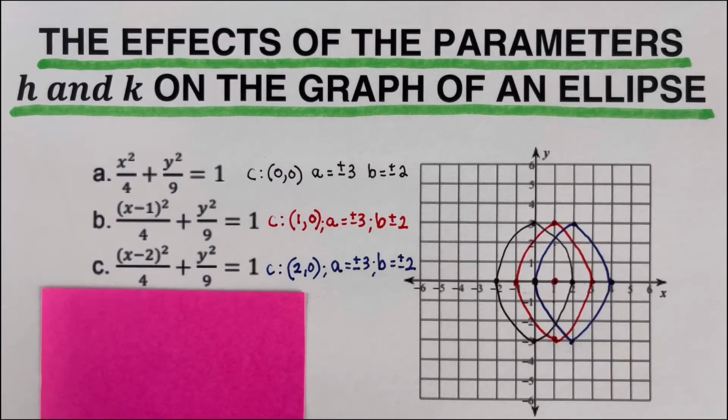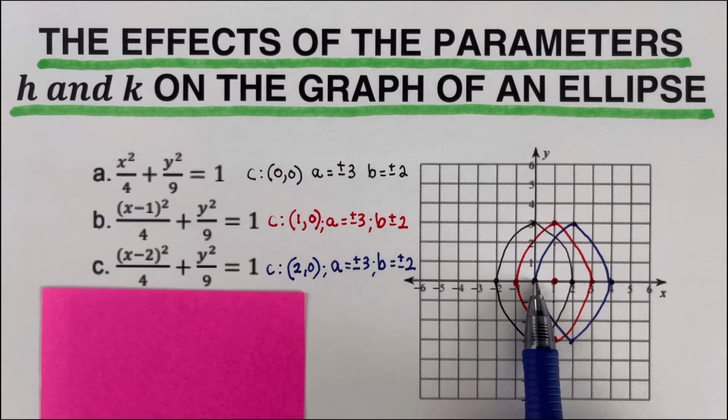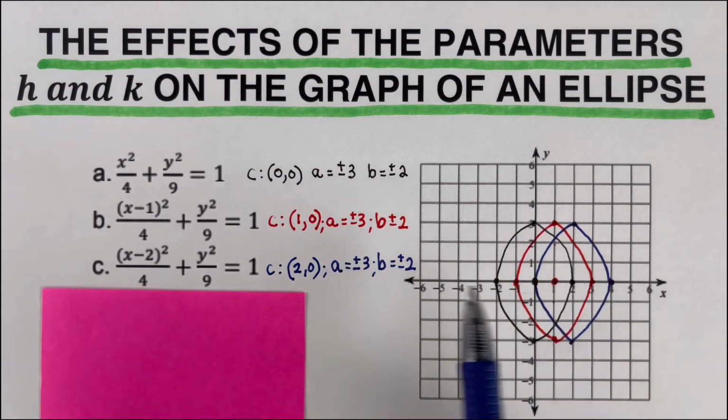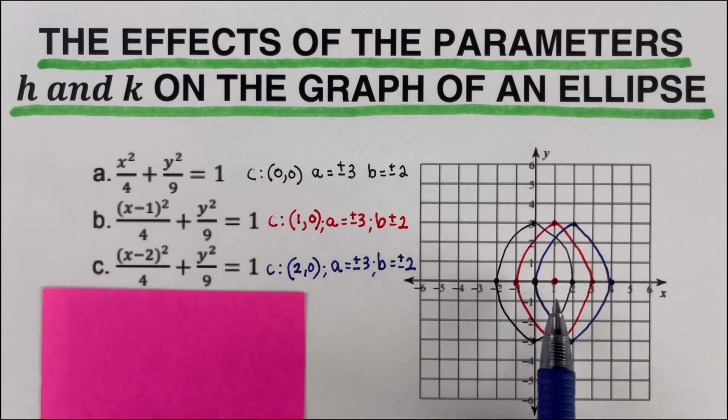Looking at this, we can tell that the effect of h on the graph is that it moves the graph to the right. So originally the graph was located right here, and then it moved to the right one step each because the center was moving one step as well.